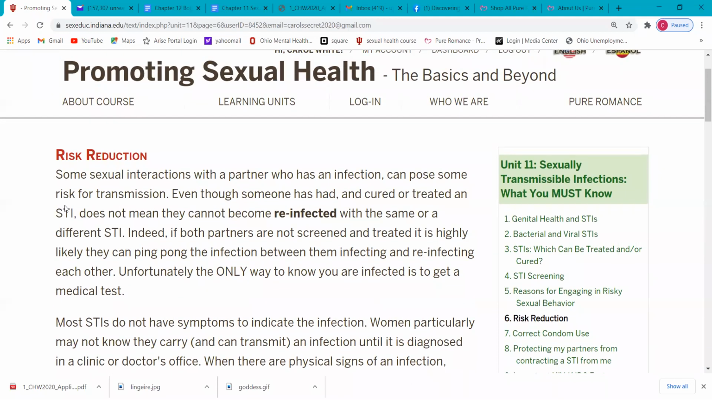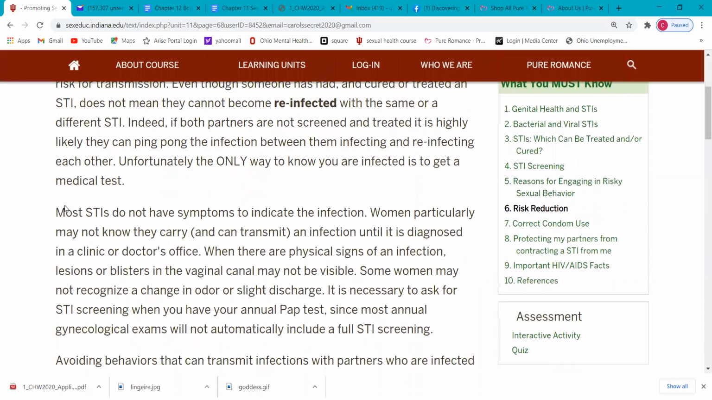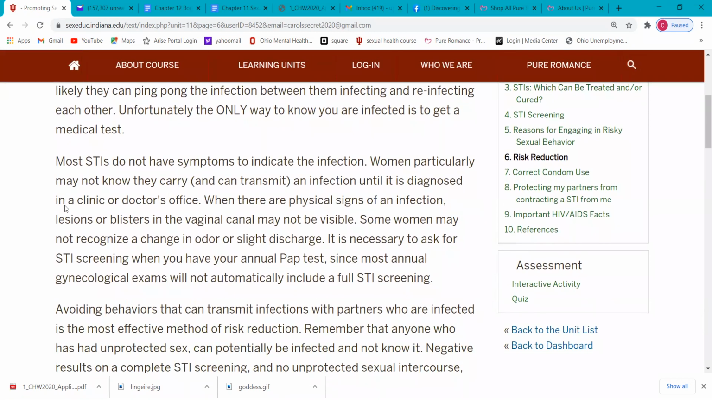Some sexual interactions with a partner who has an infection can pose some risk for transmission. So even though someone has had or been cured or treated for an STI, it doesn't mean they cannot become reinfected with the same or a different STI. Wow. Most STIs do not have symptoms to indicate the infection. Women particularly may not know they carry it and can transmit it until it is diagnosed in a clinic or doctor's office.